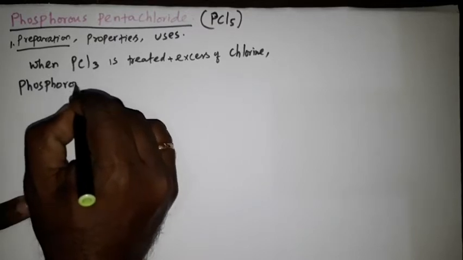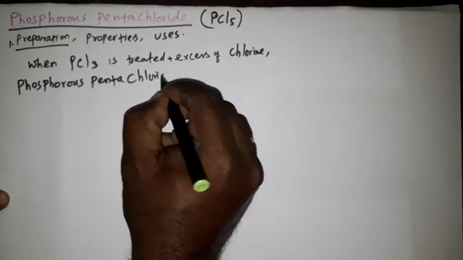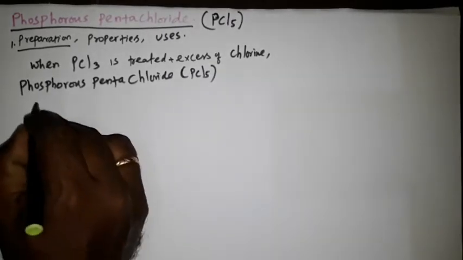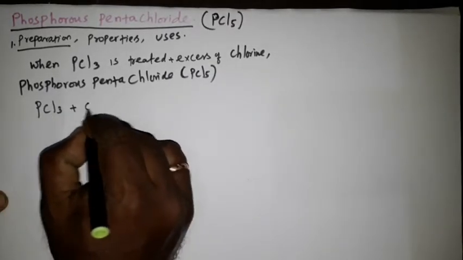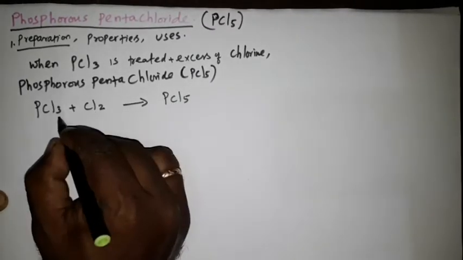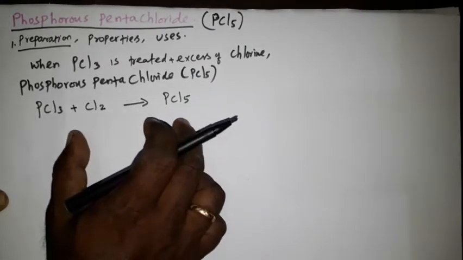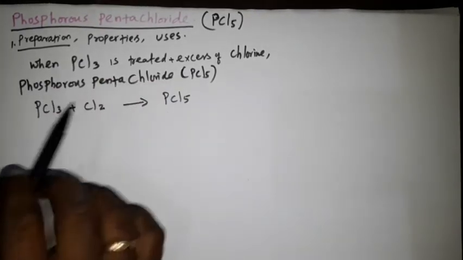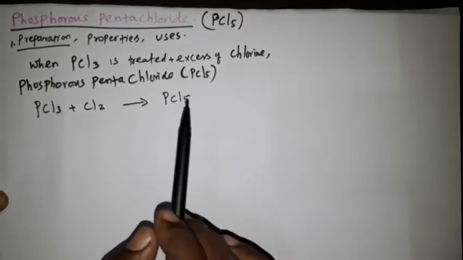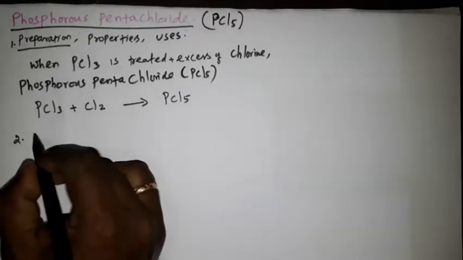Phosphorus pentachloride, that is PCl5. Look at the equation, phosphorus trichloride PCl3 plus chlorine, excess of chlorine, that is Cl2, we will get PCl5. 2 chlorine, 3 chlorine, total 5 chlorine. Okay, so this is the method of preparation of phosphorus pentachloride. So phosphorus trichloride is treated with excess of chlorine, that's all. So we will get phosphorus pentachloride. Clear? Second one is properties, that is chemical properties.